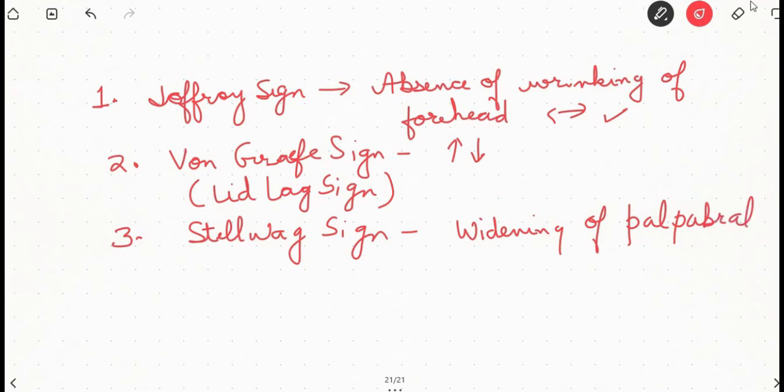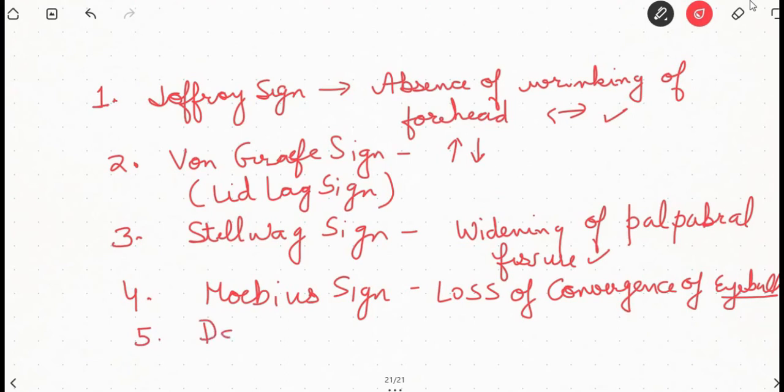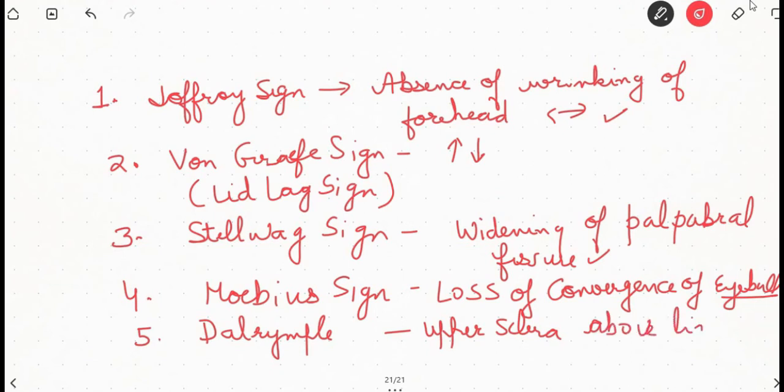Stellwag sign is infrequent blinking and widening of palpebral fissures. Mobius sign is the loss of convergence of the eyeball. Dalrymple sign: the upper sclera is seen above the limbus.